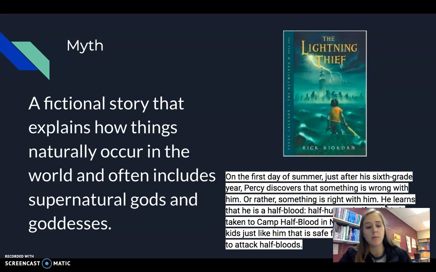On the first day of summer, just after his 6th grade year, Percy discovers that something is wrong with him, or rather that something is right with him. He learns that he is a half-blood, half-human, half-god. He's taken to Camp Half-Blood in New York, a camp for kids just like him that is safe from monsters that like to attack half-bloods. So we have the gods, the goddesses that makes the story fit into myth. Please go fill in your notes for myth right now.